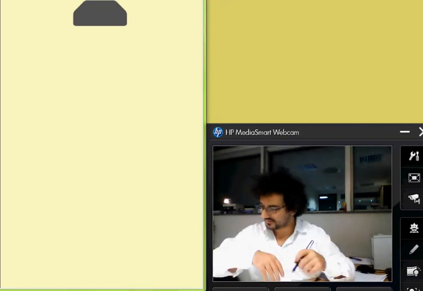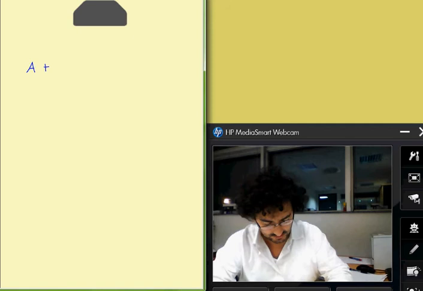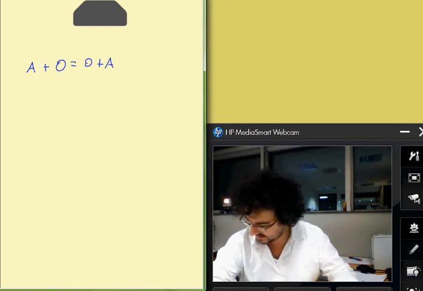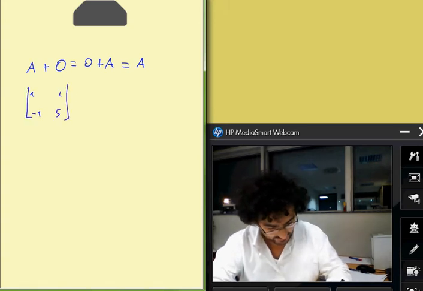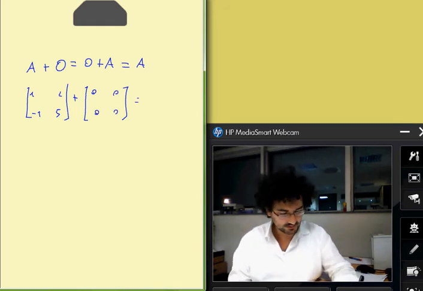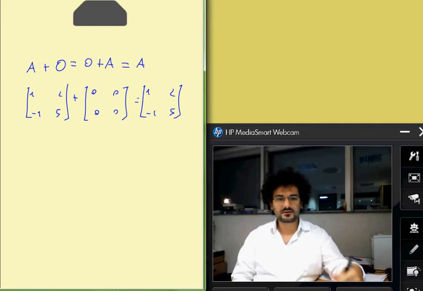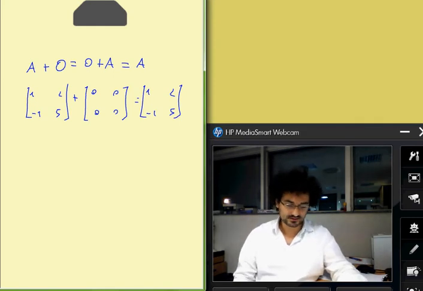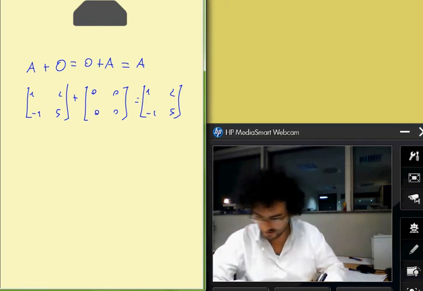Okay, we can also define the zero matrix. Given a matrix A, the zero matrix is a matrix such that A times 0, where 0 is the zero matrix, is equal to 0 plus A, and is equal to the matrix A. In other words, if we have a 2 by 2 matrix, for instance 1, 2, minus 1, 5, we can add a zero matrix of the same dimension, 0, 0, 0, 0, and we get the same matrix A, 1, 2, minus 1, 5, because we sum the corresponding elements of the matrix A and the zero matrix.